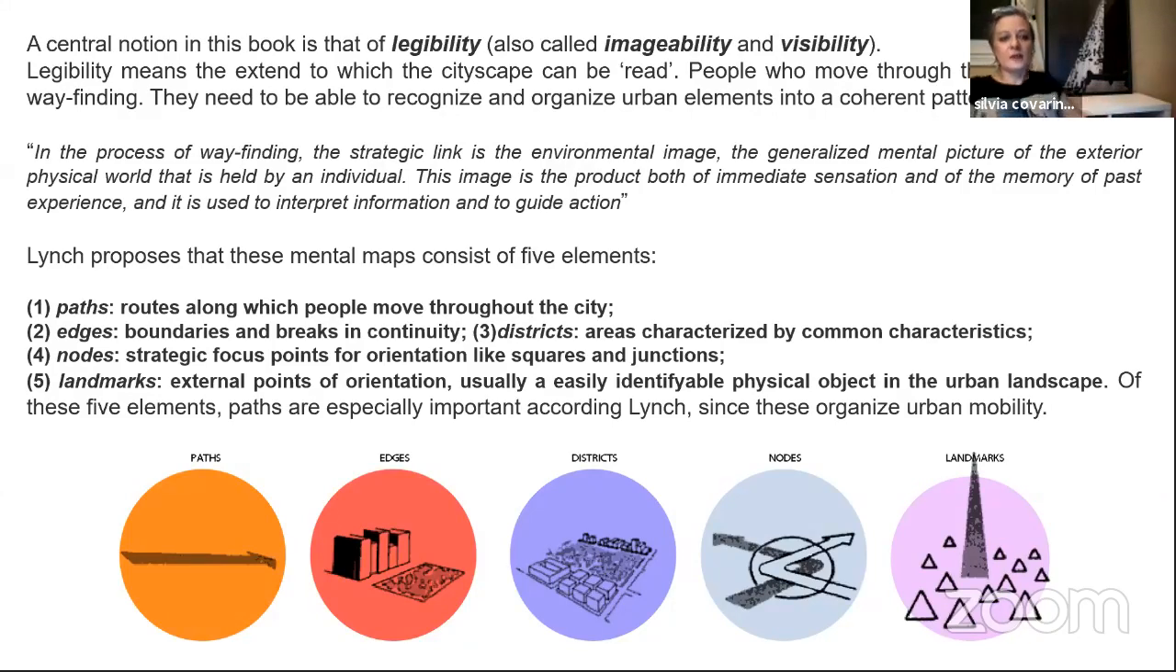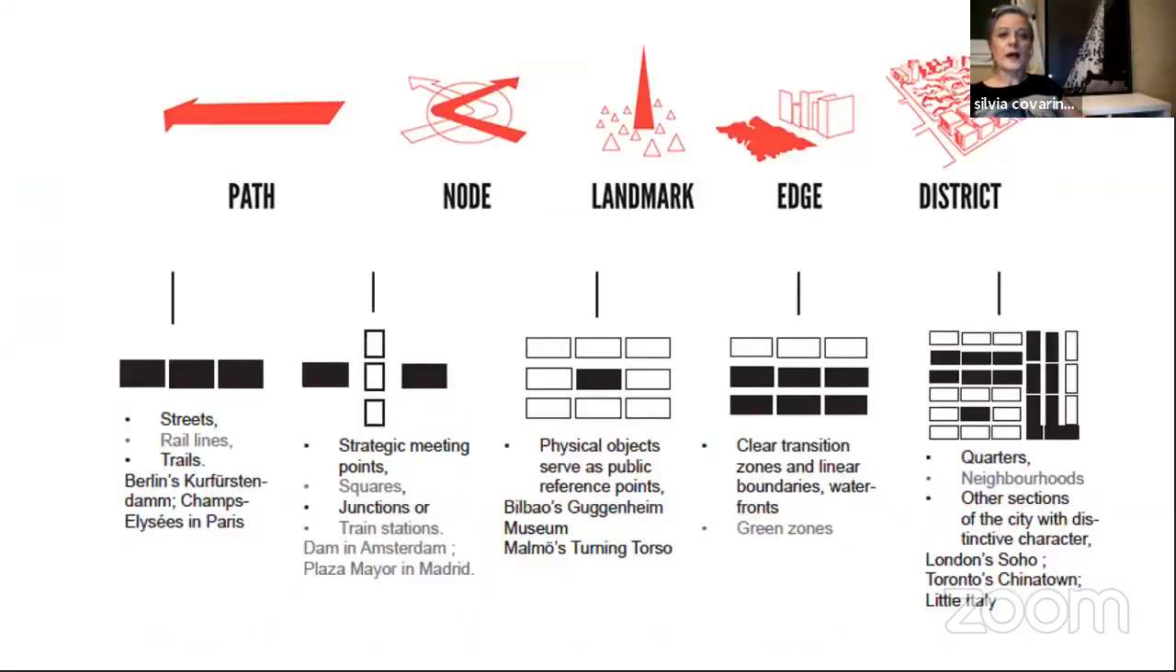Of these 5 elements, paths are especially important according to Lynch. These organize the urban mobility. Of course, the role of the paths is the role of the structure of the city. Here is another graphic representation to summarize how these 5 elements are working together. They must be combined together, okay?